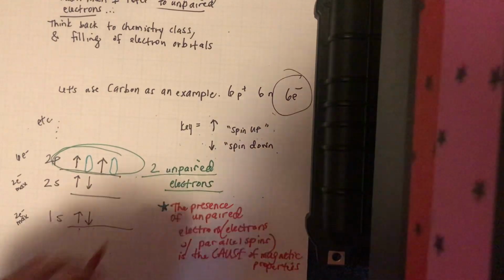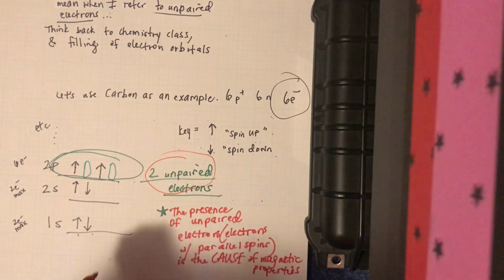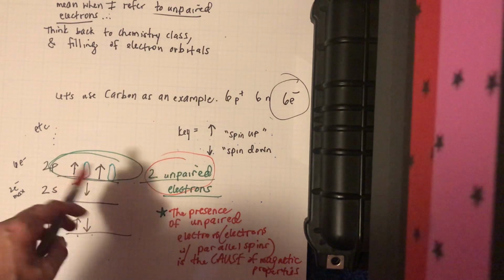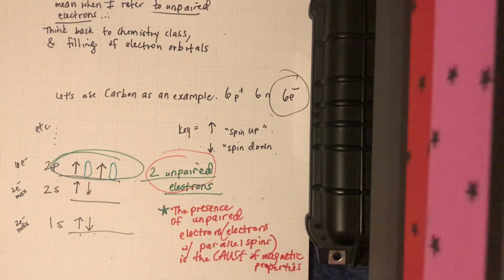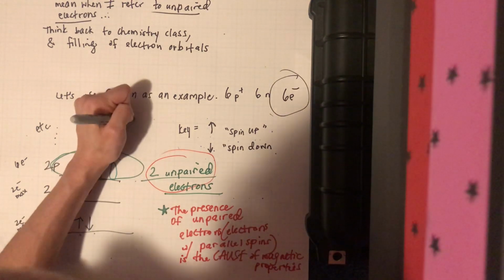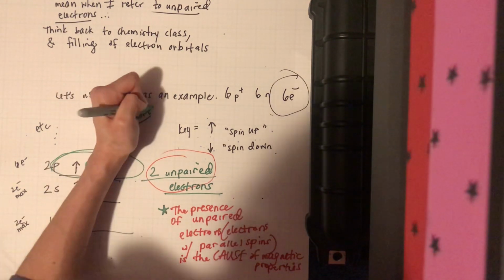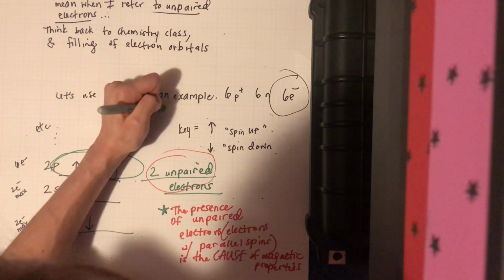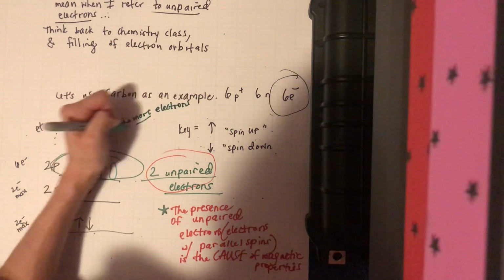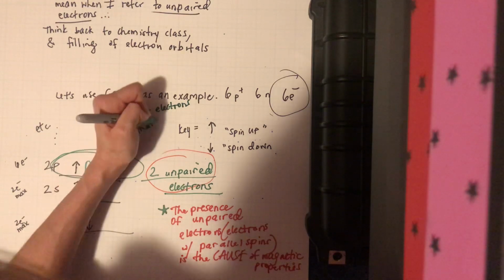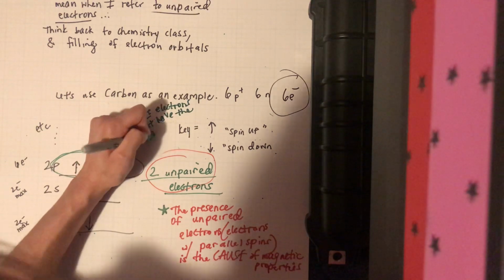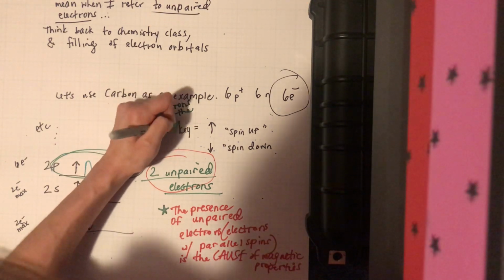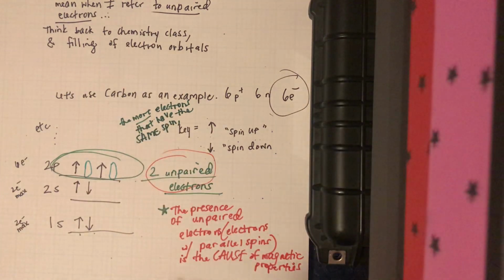So the more unpaired electrons you have, or the more electrons you have with the same spin, the greater the net spin is. So let's make that note as well. The more electrons that have the same spin, the greater the net spin, and therefore the greater the magnetism.